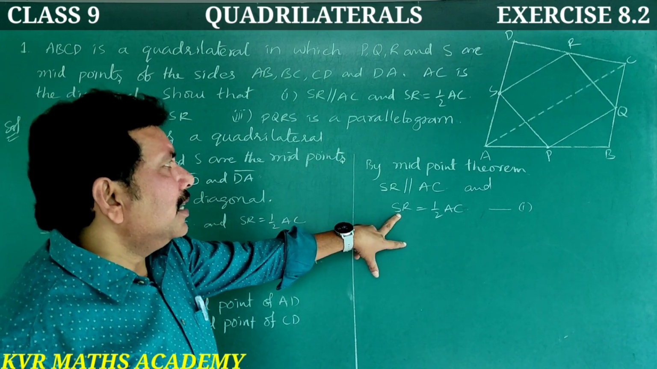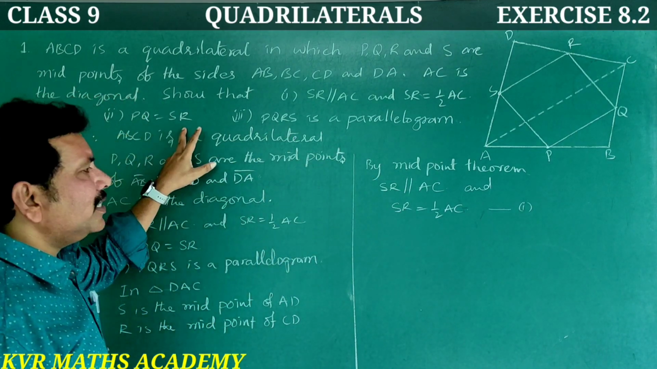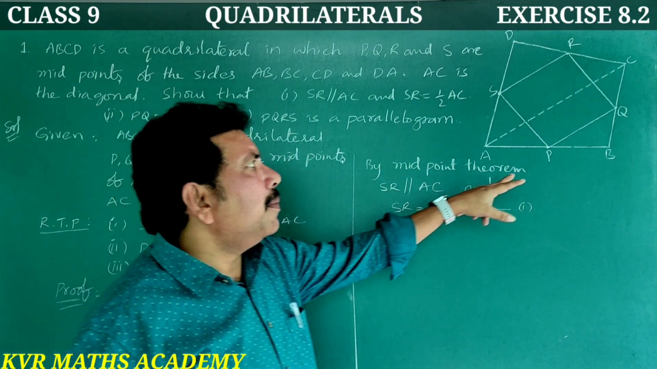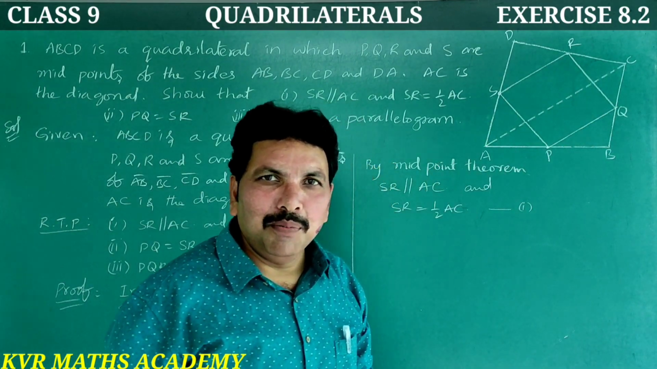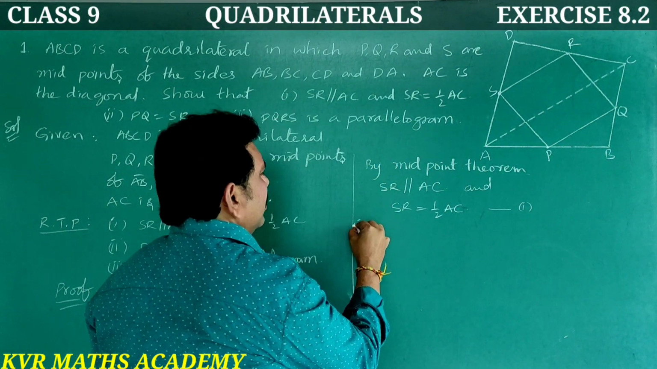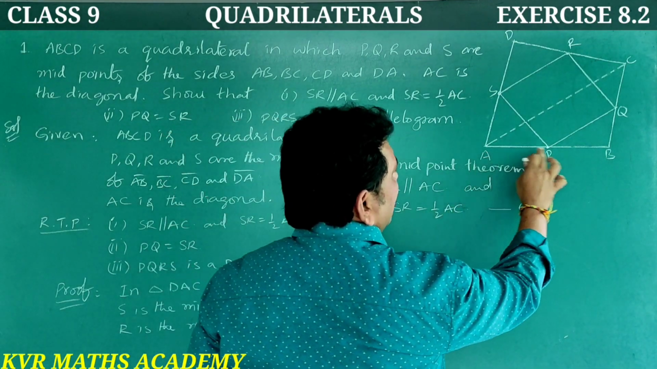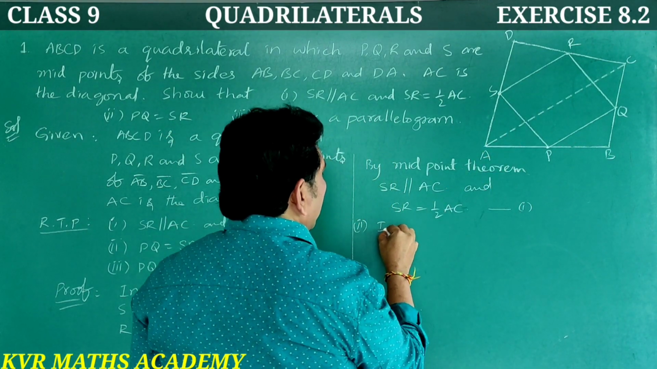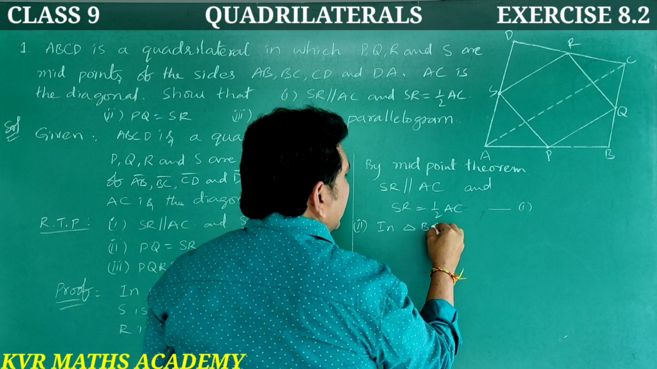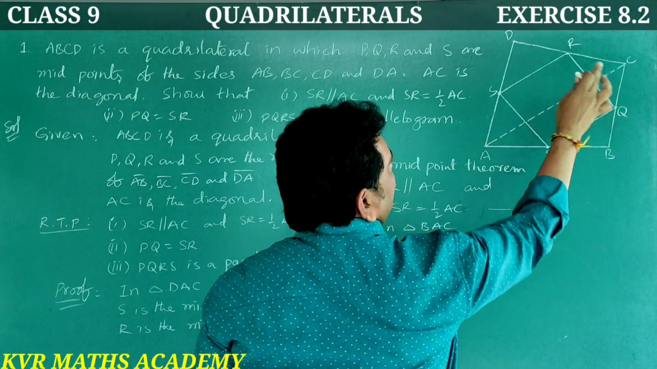నెక్స్ట్ అదే విధంగా ఇక్కడ మనం సెకండ్ ఏం ప్రూవ్ చేయాలి? PQ is equal to SR అని ప్రూవ్ చేయాలి. రైట్? ప్రూవ్ చేద్దాం. మళ్ళీ ఇప్పుడు ఏ ట్రయాంగిల్ తీసుకుందాం అంటే BAC ట్రయాంగిల్ తీసుకుందాం. ఇన్ ట్రయాంగిల్ BAC.